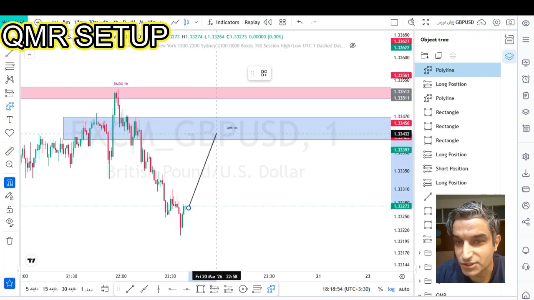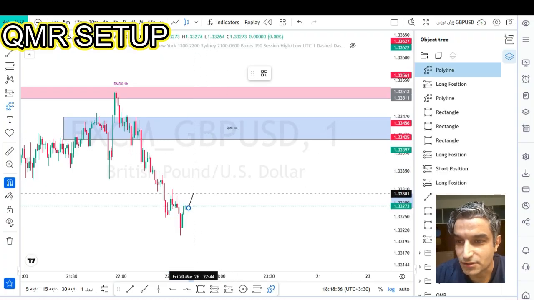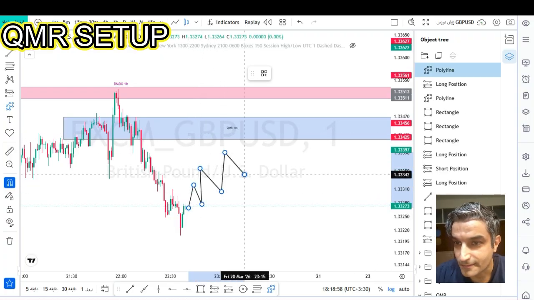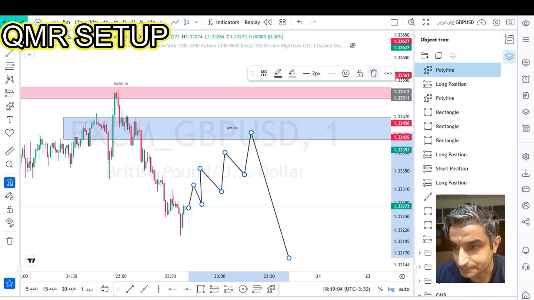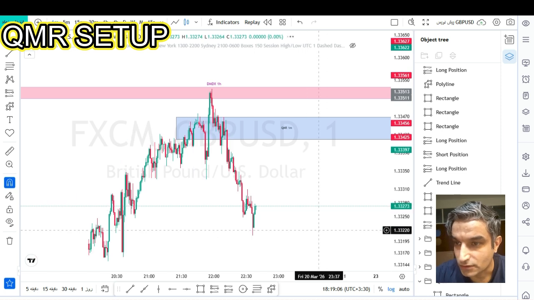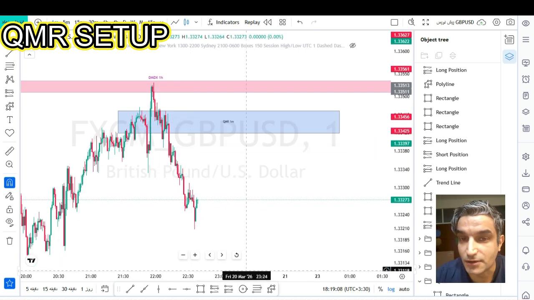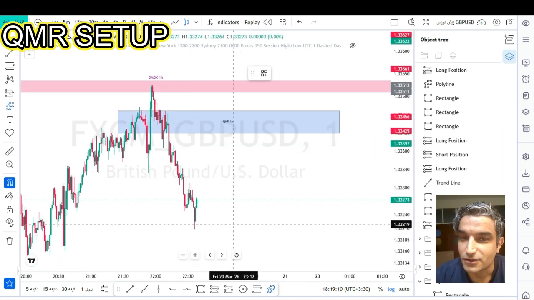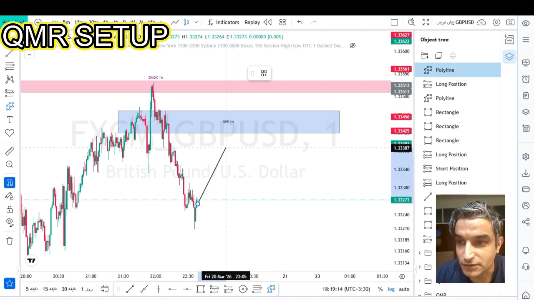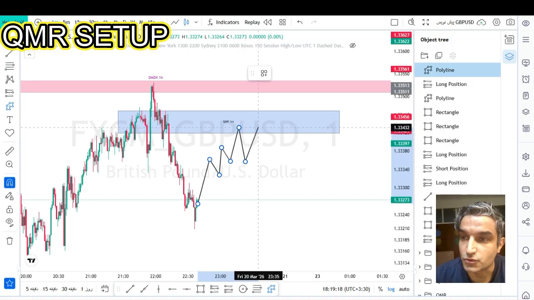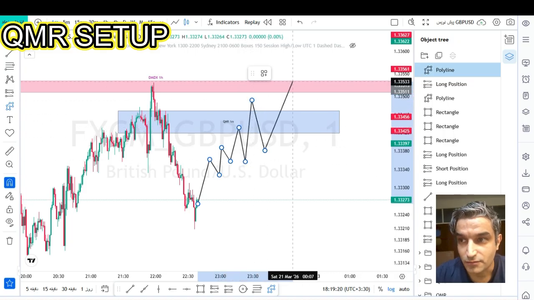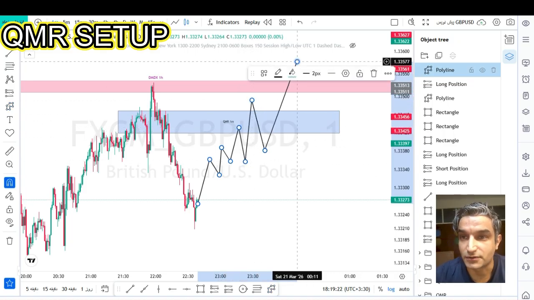It's not as easy as like this. Maybe it comes like this, and after touching this area it goes down. These are our scenarios, and another time I will notify you. Maybe in all of these scenarios it fails. Price goes up and breaks our setup.